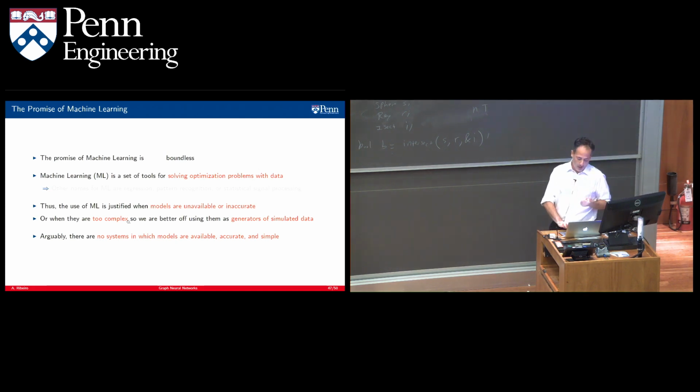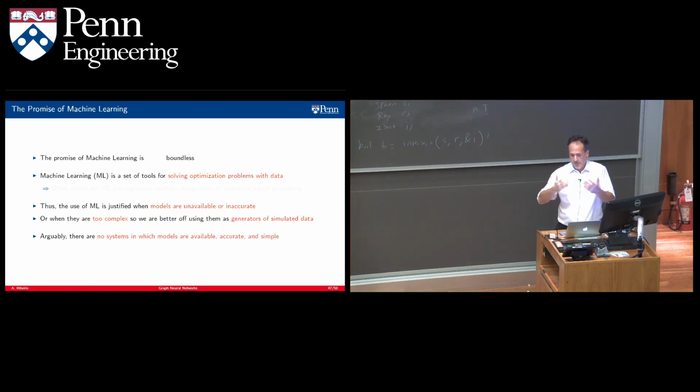And if you are solving optimization problems with data, you should ask the question, when are these problems useful? Well, when models are either unavailable or inaccurate, you rather rely on data. Or maybe your model is too complex, and in that case, you are better off using them as generators of simulated data. For the undergraduates among you, ESE 303 is about that, right? It's stochastic systems analysis and simulation. The stochastic systems are so complex, we have models of them, but we can't analyze them, so we just simulate them.